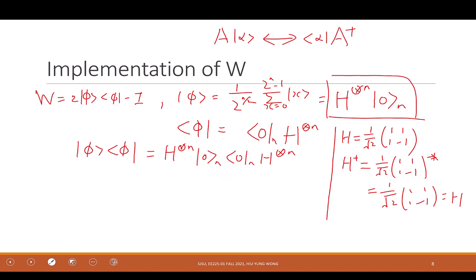Okay? So that's a good question, right? And you can try it, right? So I spent a lot of time, but it's good, right? This exercise, you really need to be familiar with this. Therefore, W equals 2H tensor product n minus I. This is just the gate, right?